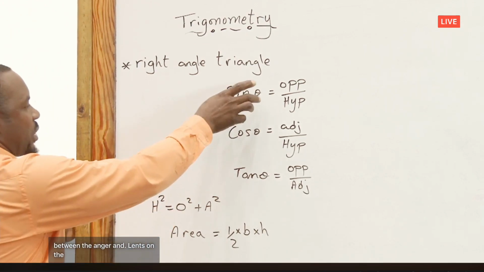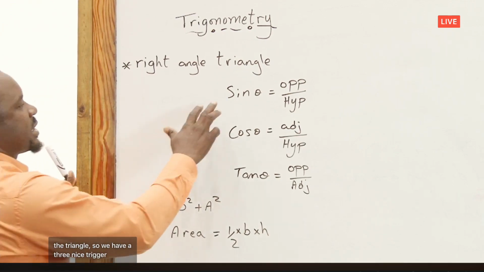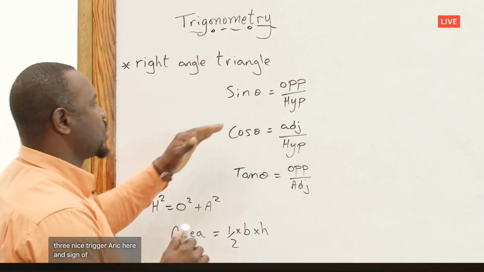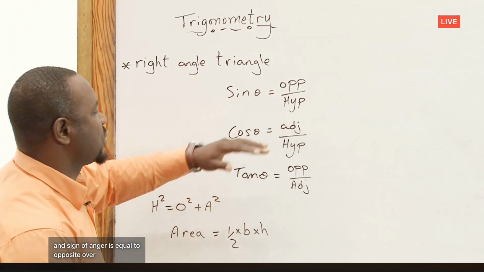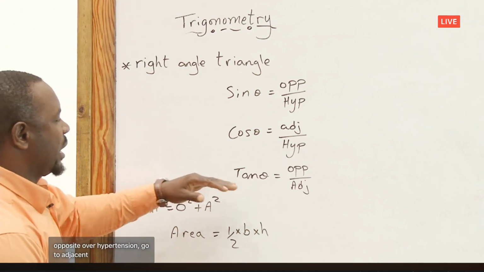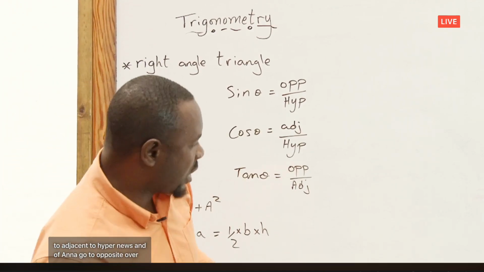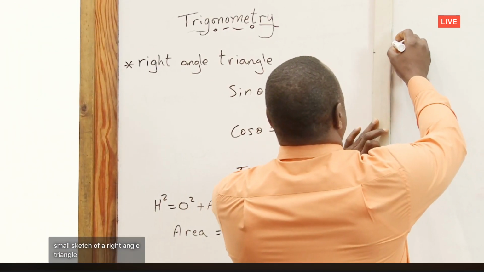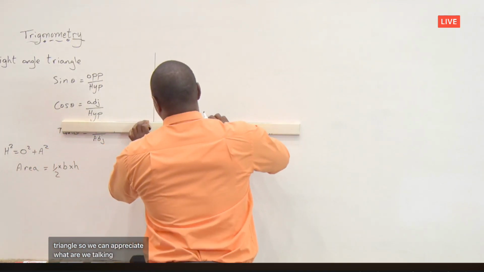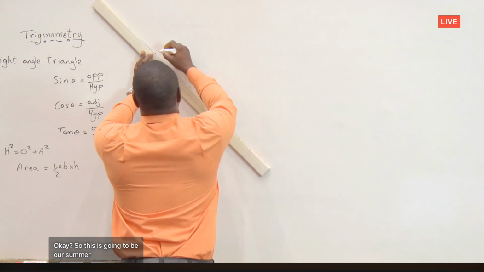So we have three nice trigonometric ratios here. The sine of an angle is equal to opposite over hypotenuse. Cosine of an angle is equal to adjacent over hypotenuse, and tangent of an angle is equal to opposite over adjacent. If we were to do a small sketch of a right angle triangle, we can appreciate what we are talking about here. Okay, so this is going to be our summary class on trigonometry.